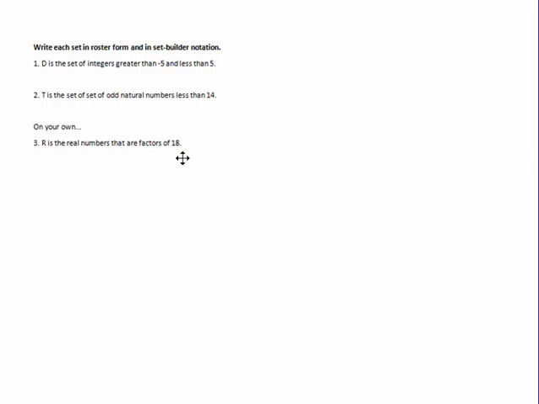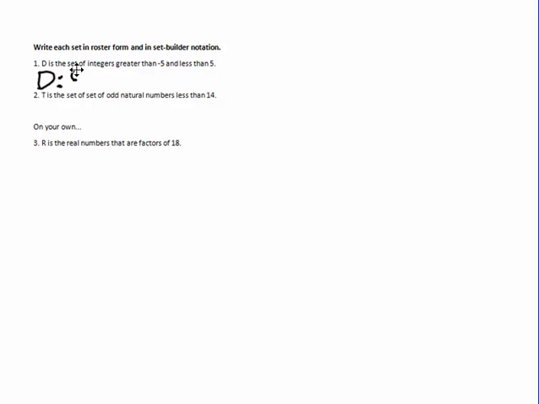All right, so let's practice some of these ideas. It asks us to write each set in roster form and in set builder notation. So here it says D is the set of integers greater than negative 5 and less than 5. So D is the set of integers. First of all, we got to define it and give it a name, D. And then we put a little colon here, D. And for roster, we're just going to list them out.